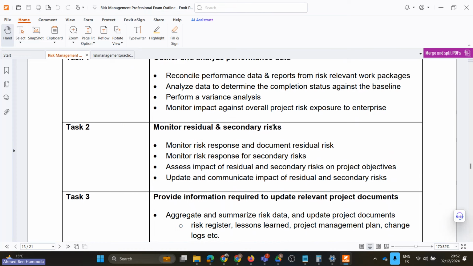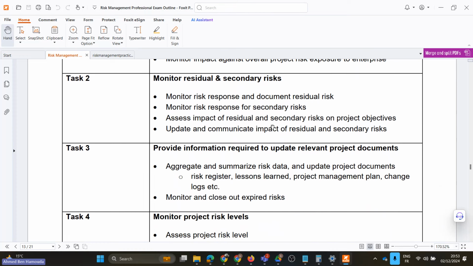For task two, which is quite important, it's about monitoring residual and secondary risks. Residual risks don't go away, they remain. So how to monitor risk response, and how to keep an eye on a residual risk, and how to monitor risk response for a secondary risk. Now, a secondary risk is always treated like a new risk, even though it's related to a primary risk. And how to respond to that, and again, whether it will go away or it will remain.